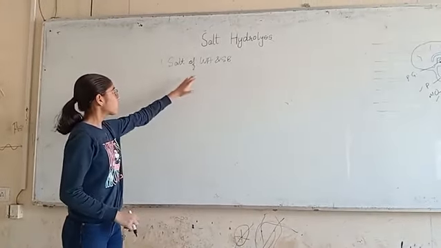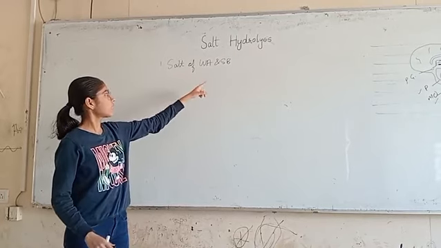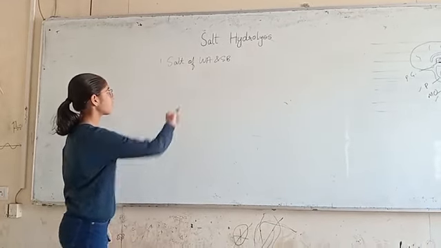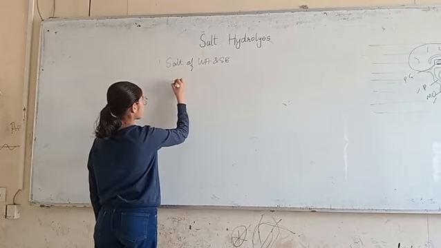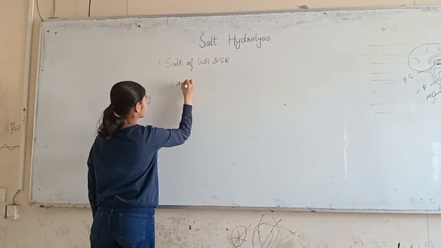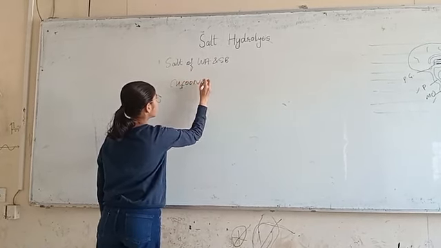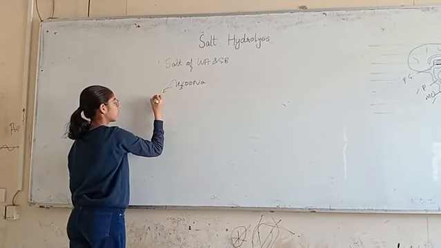Now let's learn about salt hydrolysis and salt of weak acid and strong base. The best example for salt of weak acid and strong base is sodium acetate. Sodium acetate acts as a strong electrolyte.